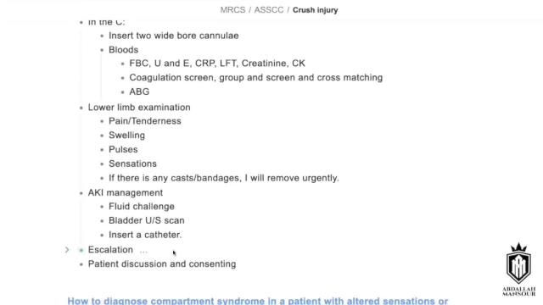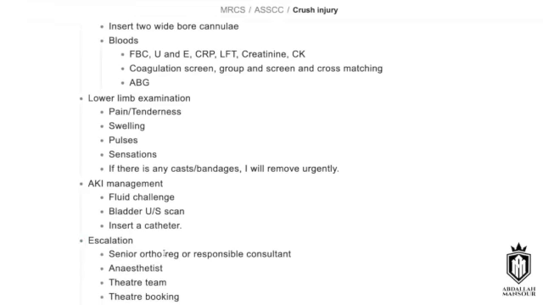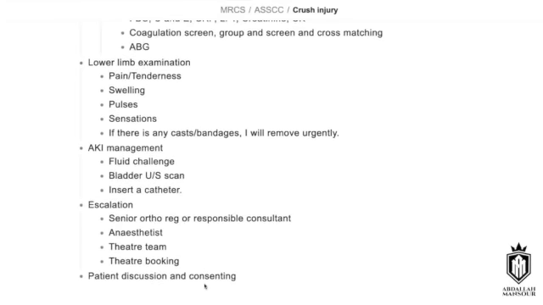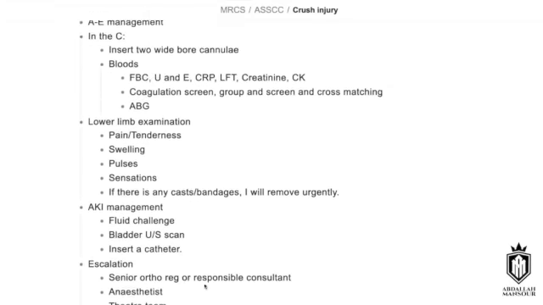Once you've done everything, you want to escalate immediately to the theater team for this patient to have what operation? A fasciotomy. You have to plan for a fasciotomy. So you want to speak with the senior registrar in orthopedics, the anesthetic registrar, the theater team, the theater coordinator, and book the patient into the theater list.